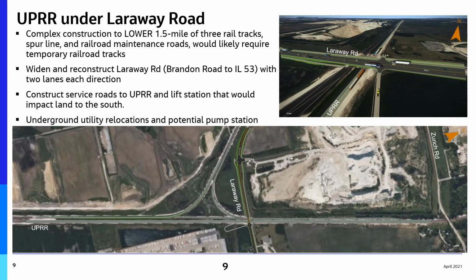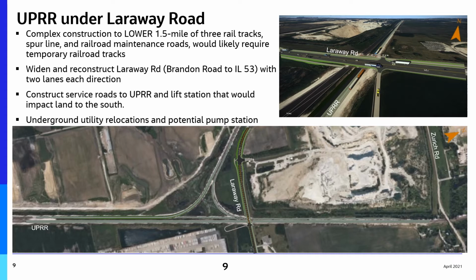For the Union Pacific Railroad under existing Laraway Road grade separation, approximately 1.5 miles of triple railroad track and the railroad spur into Center Point would need to be lowered and reconstructed below grade. During reconstruction, the railroad would need to remain in operation, requiring temporary railroad tracks.